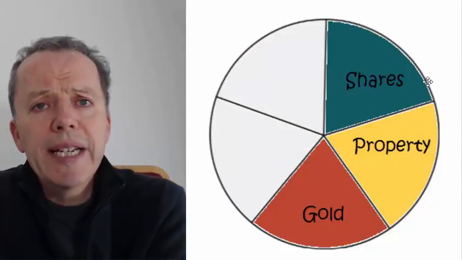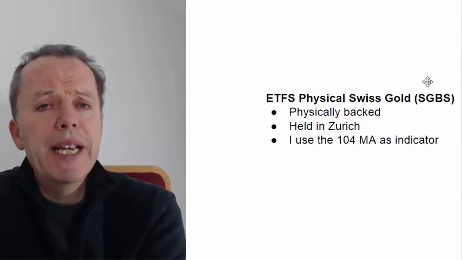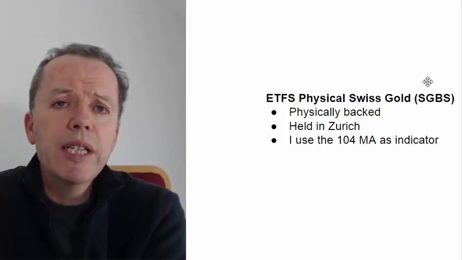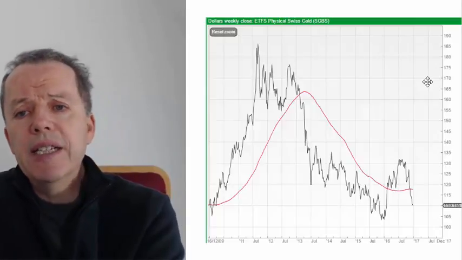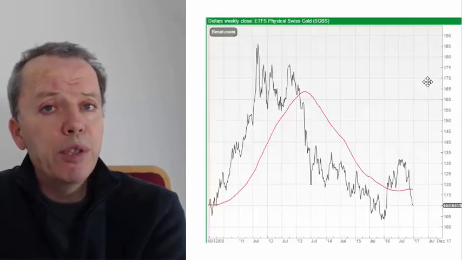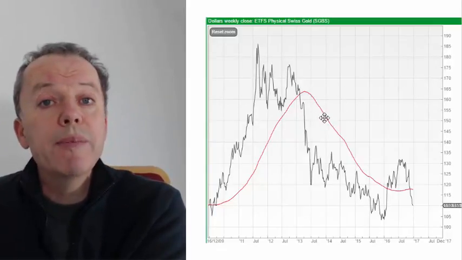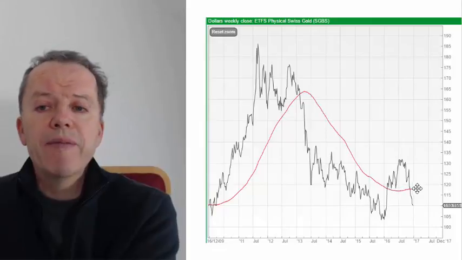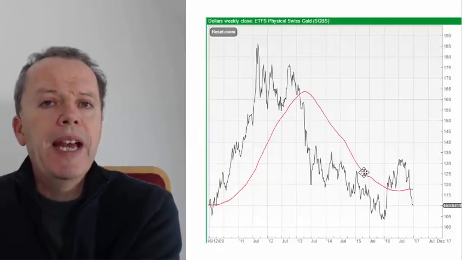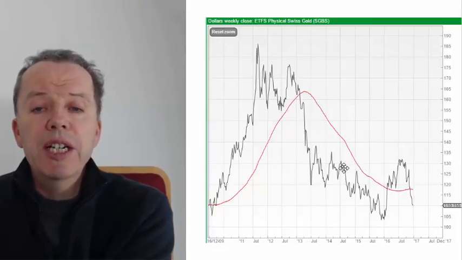Okay, I'm looking at gold next, and I use SGBS, which is a Swiss gold exchange traded fund, and I use not the 1-year moving average but the 2-year moving average to decide whether I want to be in or out of this investment, because gold is very choppy, and if I use a 1-year moving average there are too many false signals.